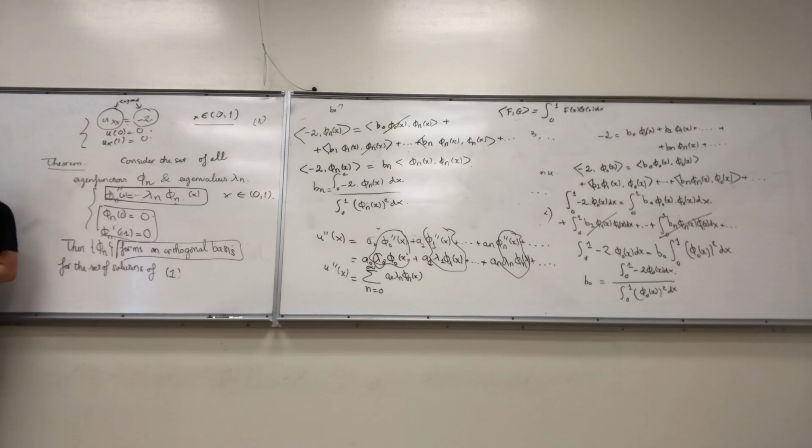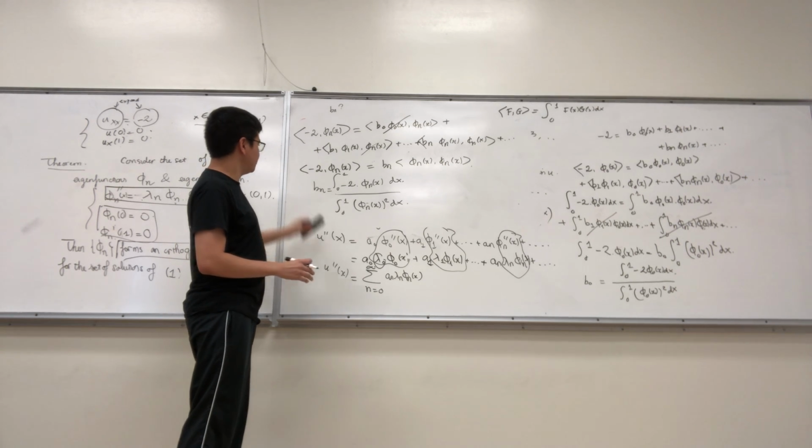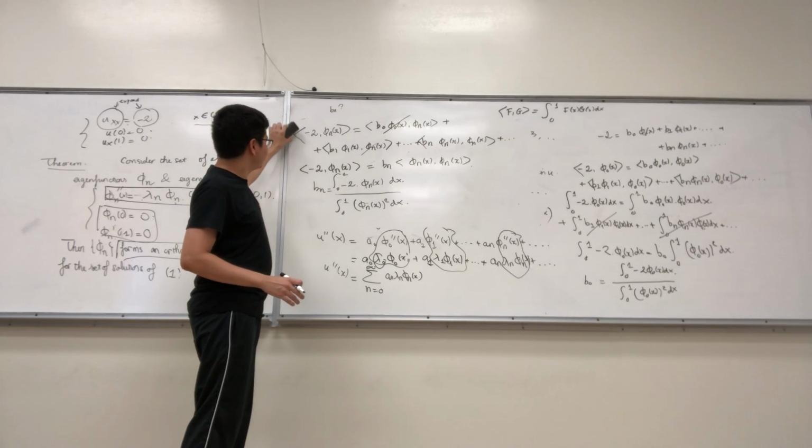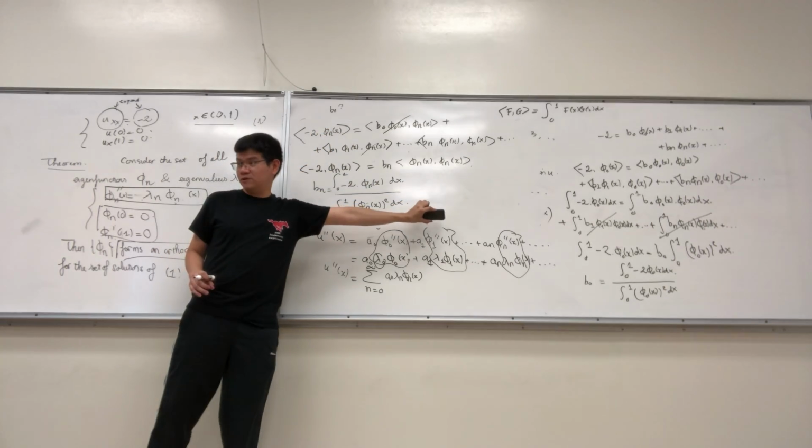Other questions? Right. So now I have this Vn, which is the basis for everyone, and I know that in order to compute Bn, I have to multiply minus 2 with Vn, and then Bn is given by this formula, right?